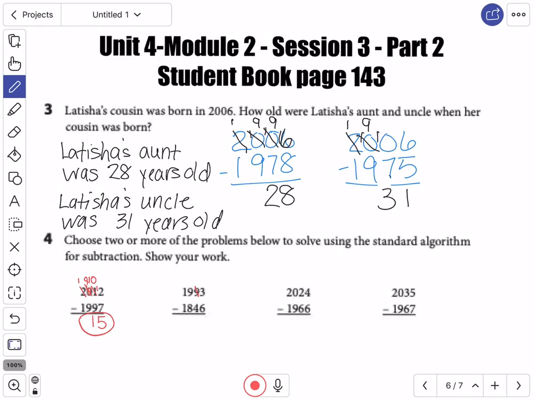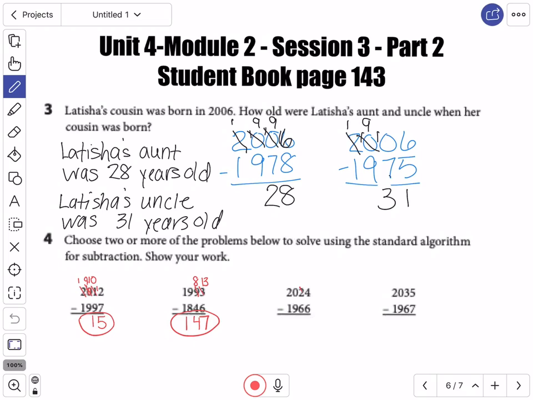For this one, I also have more on the floor, so I got to go next door and get 10 more. So 13 minus 6 equals 7. All right. 8 minus 4 equals 4. And 9 minus 8 equals 1. So my answer is 147. Okay. So 1993 minus 1846 is 147.